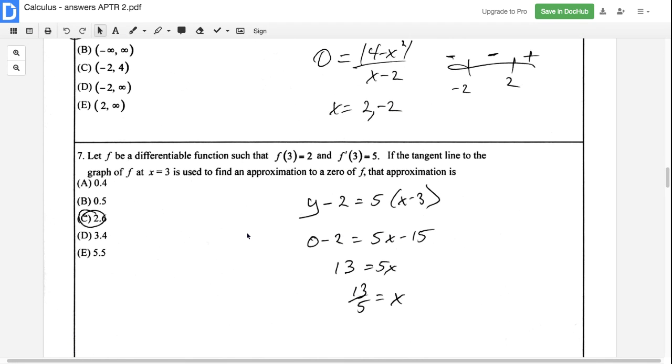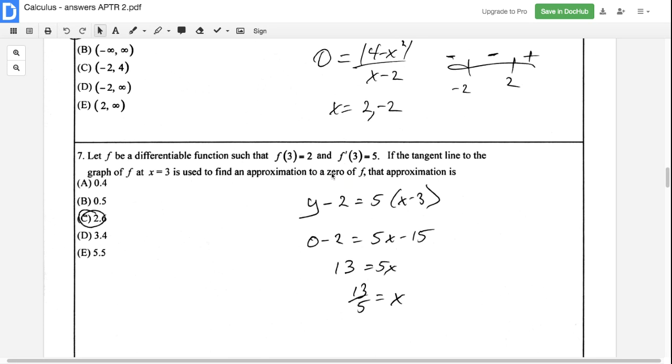7, let f be a differentiable function such that f of 3 equals 2 and f prime of 3 equals 5. If the tangent line to the graph of f at x equals 3 is used to find an approximation of a 0 of f, that approximation is. So when you read that, again, there's a tangent line, so that means slope and a point. They gave me my point. They also gave me my slope. So I can go ahead and write my tangent line. Y minus 2, y minus my y value equals my slope, x minus my x value.